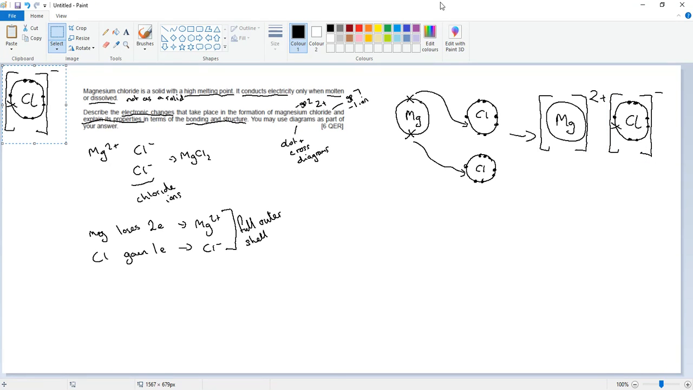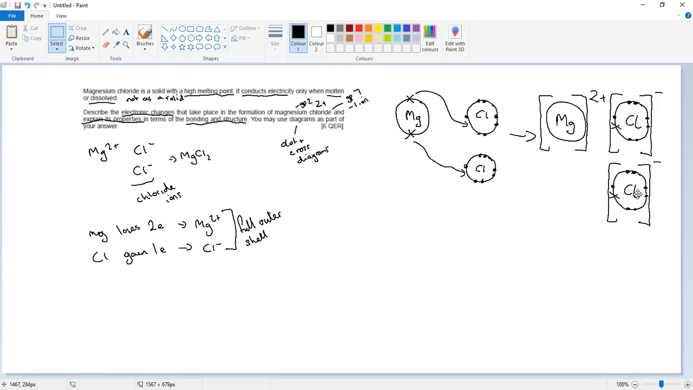So, of course, if you're drawing this out on a piece of paper, you'll have to draw it out twice, or you can just write ×2. So that's my electronic changes. That diagram shows the electronic changes, but we really should describe them as well. And then we need to talk about the bonding and structure, so we need to explain its properties.